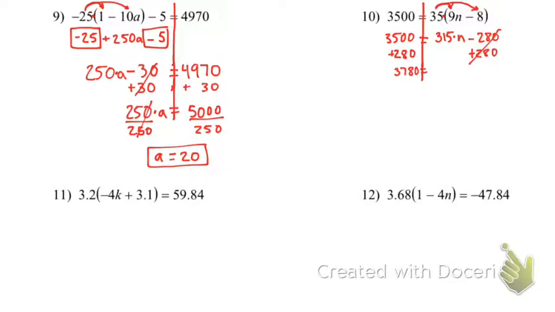equals 315 times n. And now to get rid of 315, we're going to divide both sides by 315 because it's multiplying. The 315s cancel out. Divide it in your calculator. 3,780 divided by 315. And that's going to give me 12 equal to n. All right. Let's jump over to number 11.